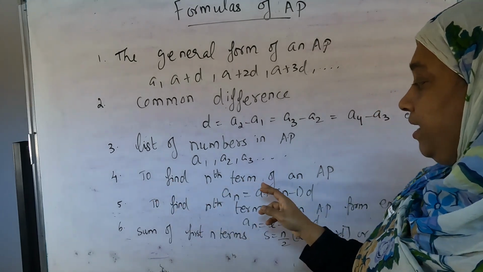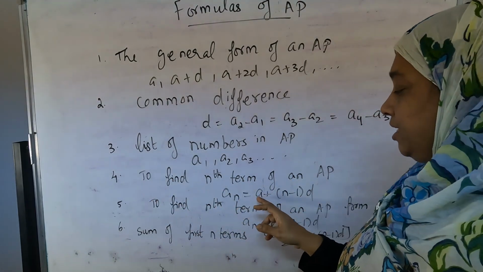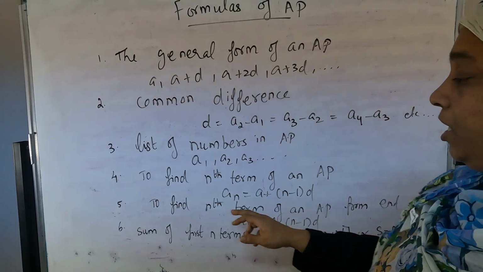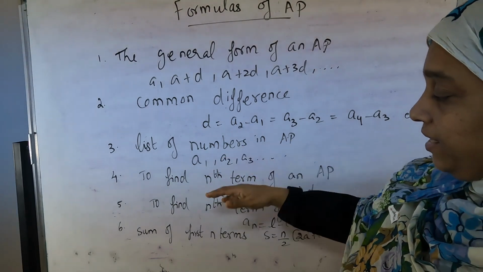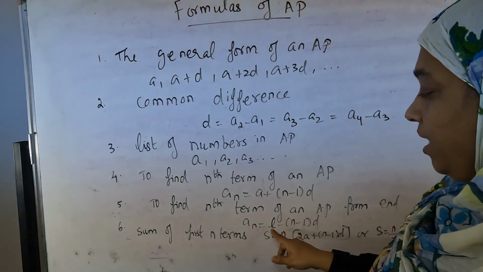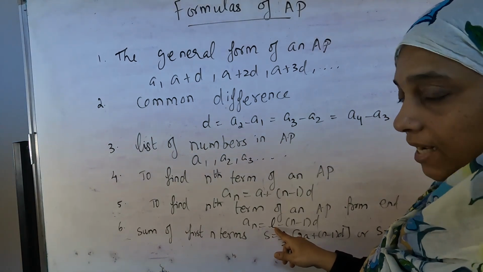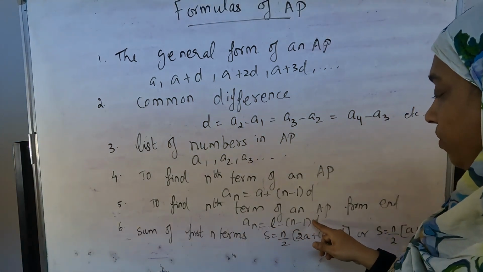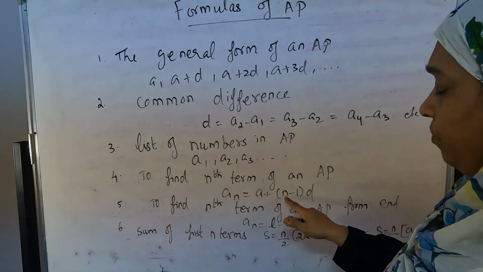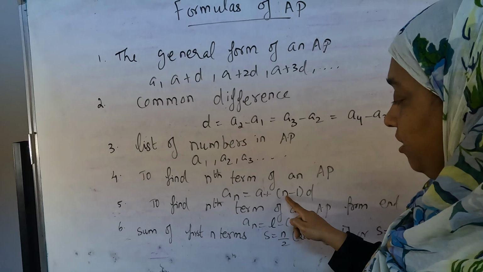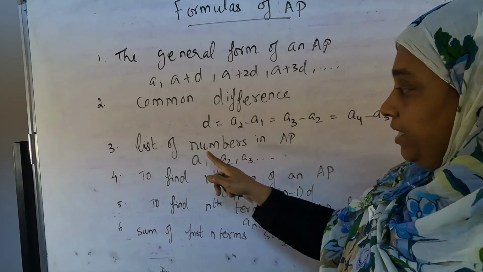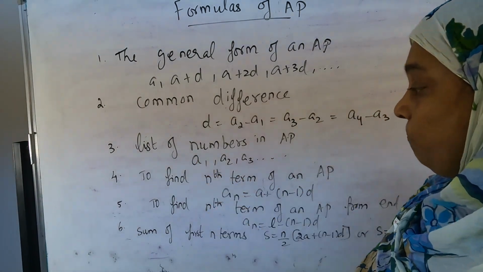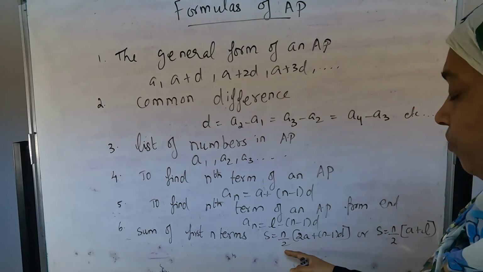To find the nth term of an AP, an is equal to a plus n minus 1 into d. To find the nth term of an AP from the end, we use an equal to l, where l is the last term, minus n minus 1 into d. N is the number of terms in the AP and d is the common difference. A is the first term, that is a1. Then what is the sum of the first n terms?